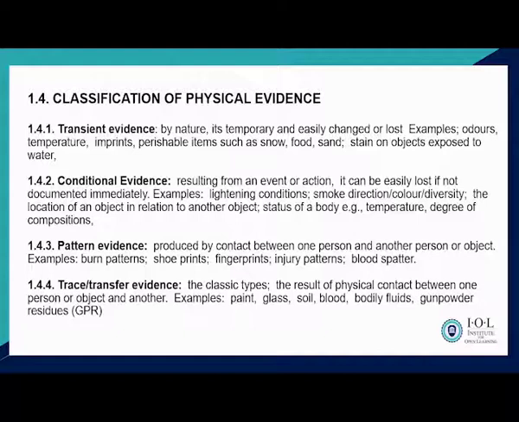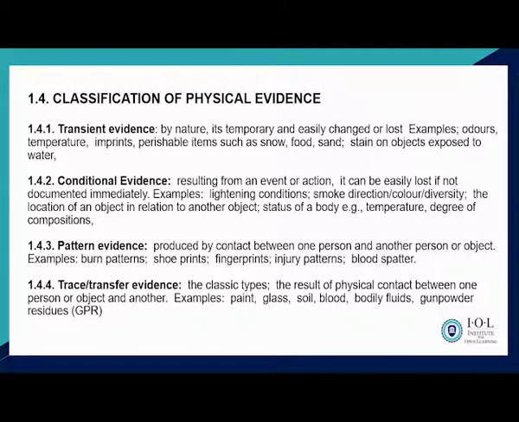Classification of physical evidence. Transient evidence. By nature, it is temporary and easily changed or lost. Examples: odors, temperature, imprints, perishable items such as snow, food, sand, stains on objects exposed to water.